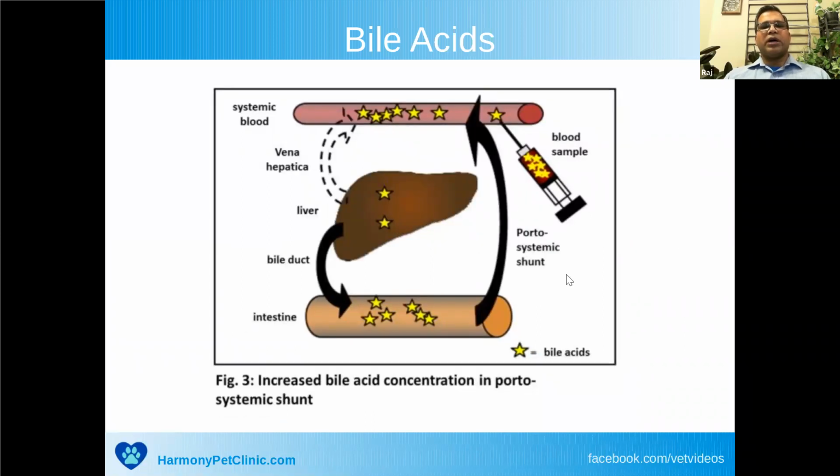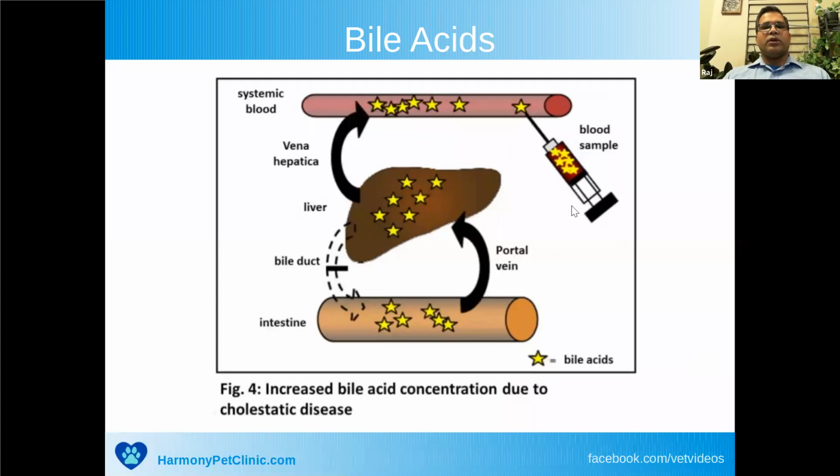Another reason for bile acid increase in systemic circulation will be portosystemic shunts, where the portal vein, instead of going to the liver, shunts directly to the systemic circulation, directly to the vena cava. And so the reabsorbed bile acids from the intestine, instead of going through the liver, go directly to the systemic circulation. And it has two effects. One, the liver is not able to work on the nutrients or toxins or other metabolites the portal vein is bringing to the liver. And also these bile acids are high in the systemic circulation.